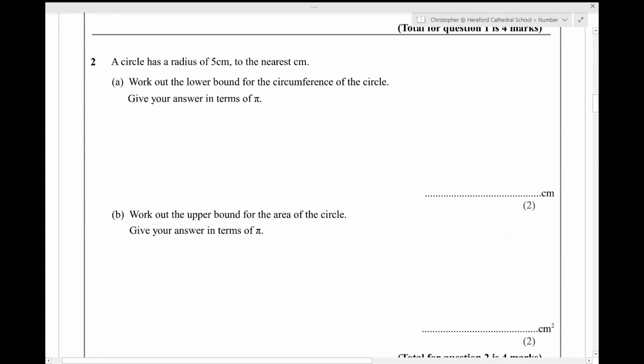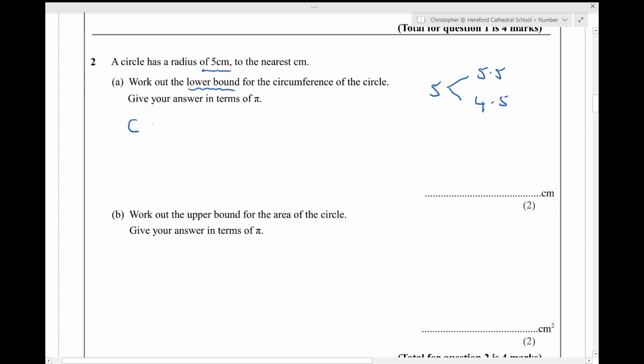Question 2. We have a circle and it has a radius of 5 centimetres to the nearest centimetre, which means that the upper bound of that radius is 5.5 centimetres and the lower bound is 4.5 centimetres. Work out the lower bound for the circumference of the circle.